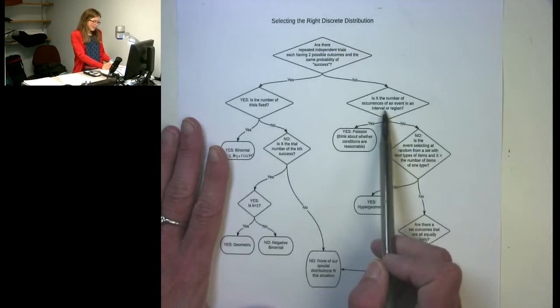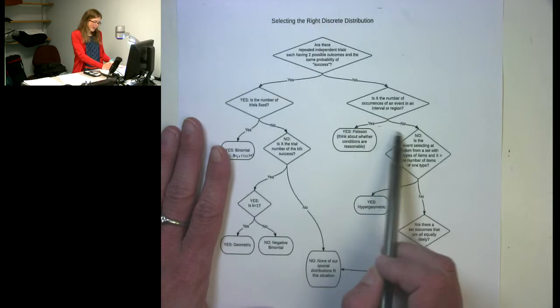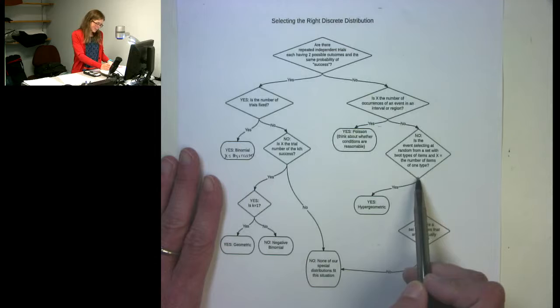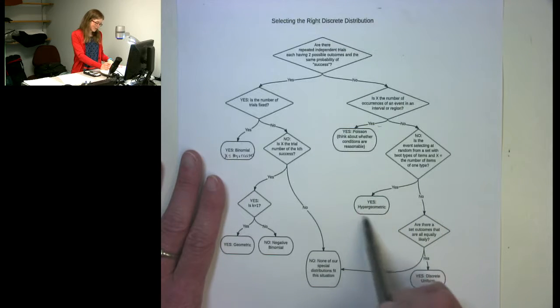If I'm not looking at the number of times that an event occurs in an interval, then I will think about whether or not I have 2 kinds of objects that I'm interested in, and would be selecting a particular fixed number of them without replacement. If I'm selecting them without replacement and I'm interested in the number of items of one of those types, I can use a hypergeometric distribution.